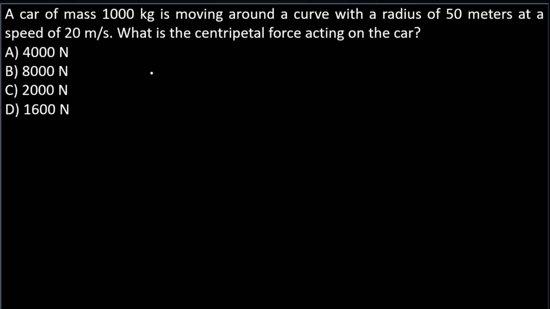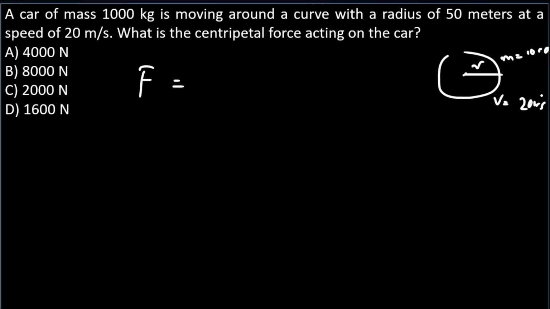So here we need to find the value of F, the centripetal force, acting at radius r. The mass m is 1000 kg, and the velocity v is 20 meters per second. The formula is F equals m v square over r.